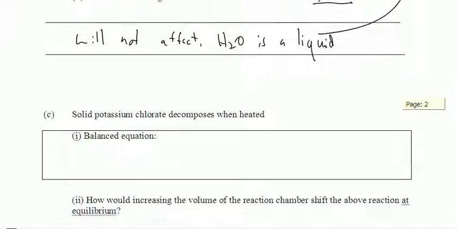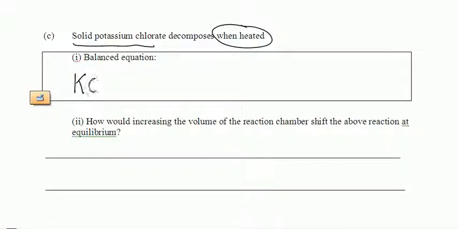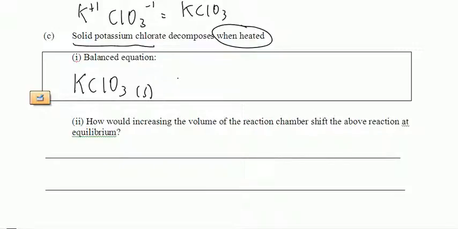Going to C. Solid potassium chlorate decomposes when heated. Okay. Potassium chlorate would be KClO3. And that came from K, which is +1, and chlorate, which is -1, and it's solid, so they are going to stay together. Strongly heated. It's tempting to want to put a +O2, but heated does not mean burned.